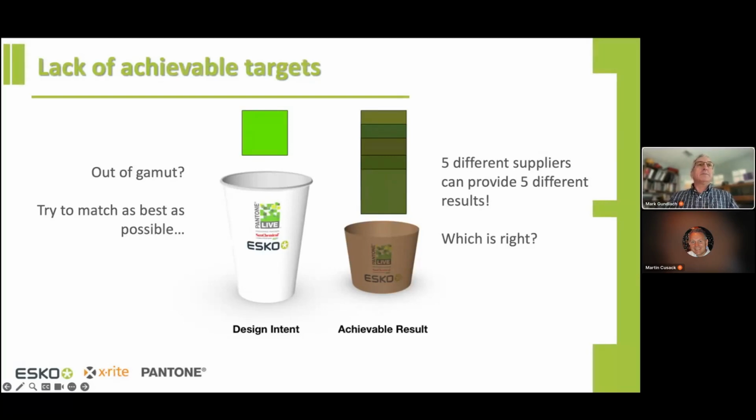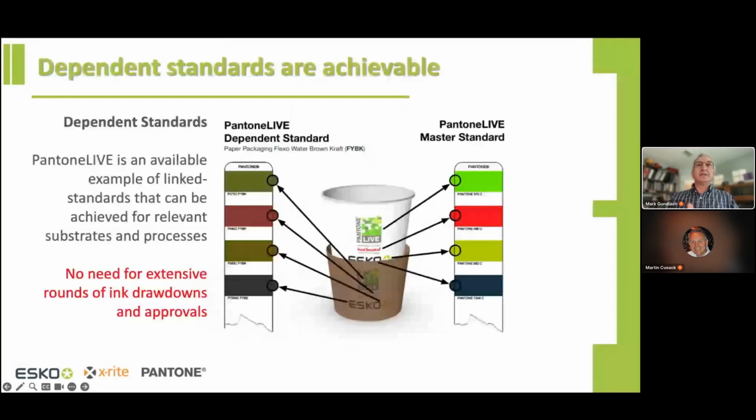I will end up with very different results if I just give them the target that nobody can hit. If I provide a linked dependent target value that is achievable for that specific print condition, then I've got a much better chance of hitting this. So Pantone Live is an example of linked standards that are proven achievable under different print conditions.